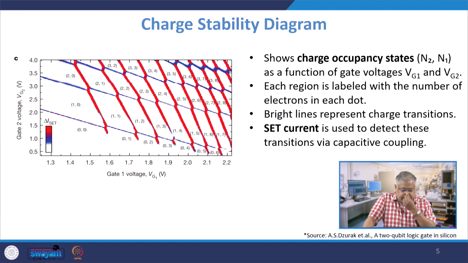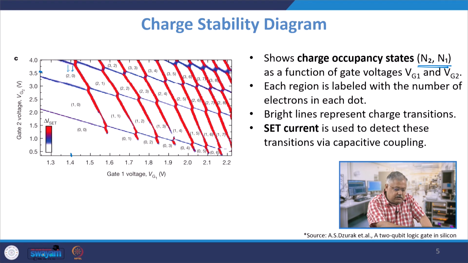If you look at the charge stability diagram, the y axis is basically the variation in the gate voltage on gate 2, and the x axis is on gate 1. This shows me the charge occupancy state. N2 N1 is the charge occupancy state in gate 2 and gate 1. So when your gate voltage G1 is around 1.4 and your G2 is somewhat 3.5 volts, you see that typically the charge is 20. So 20 means the second state and the 0th states are occupied in a proper sense.